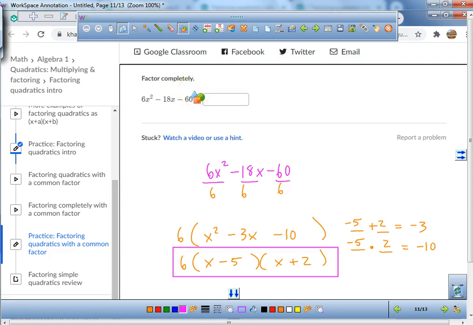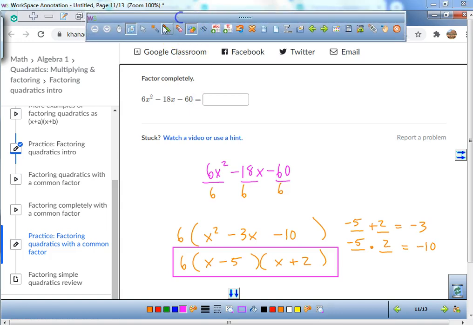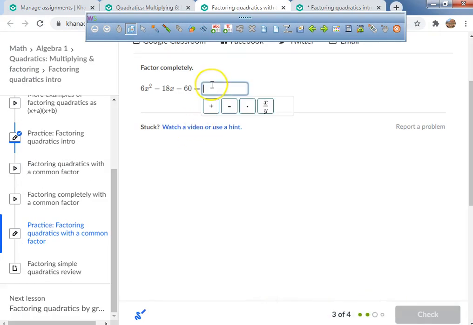All right, that's it. I'll type it in one more time just so you guys know that I'm right once again. It's nice being right every once in a while. Okay, so there we go. 6, open parentheses, what was it? x minus 5 and x plus 2. All right, roll the dice.